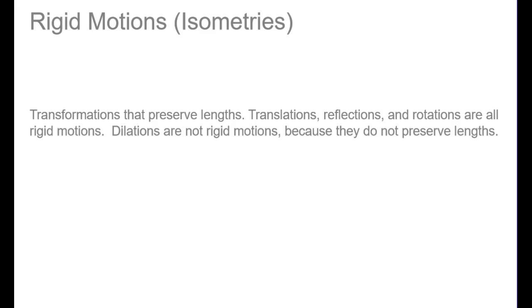So the first three, when we did translations, reflections, and rotations, those did not change the size from the preimage to the image. All they did was change the position of the original shape. Dilations change the size of the preimage, so that's why those are not rigid motions, they're not isometries.